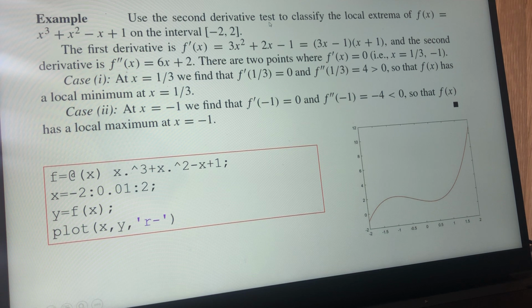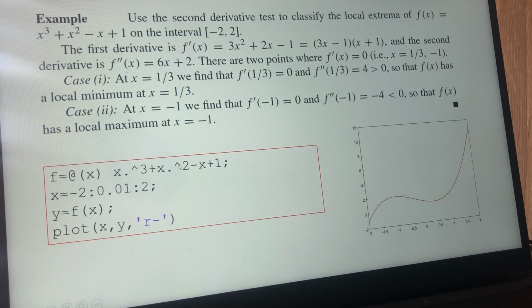And this is just one example for you. Use the second derivative test to classify the local extrema of this function, x cubed plus x squared minus x plus 1, in the interval minus 2, 2. So with this kind of function, the first step is always plotting. If you can do that, you can understand what kind of function you have. You know how to plot in 2D, right?